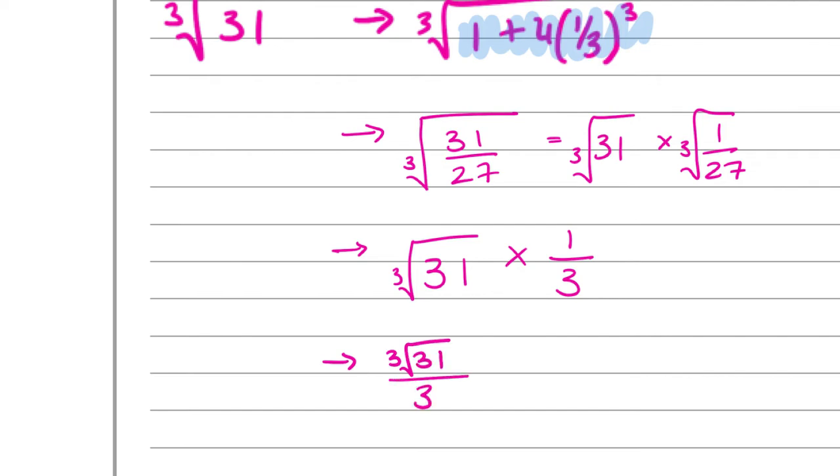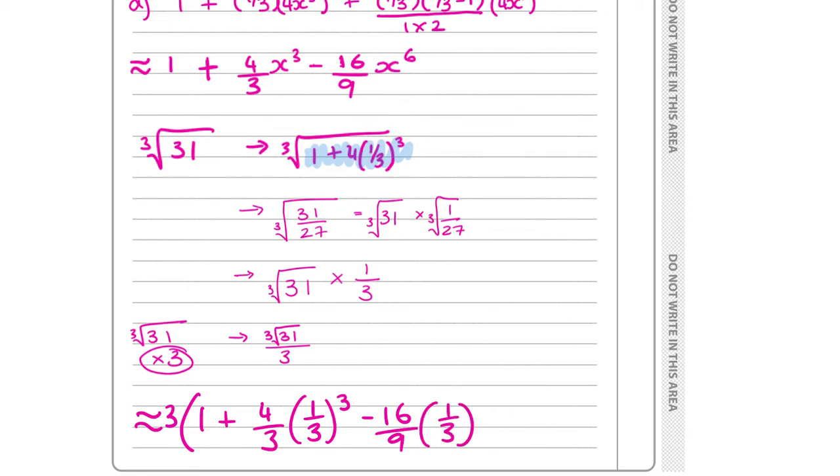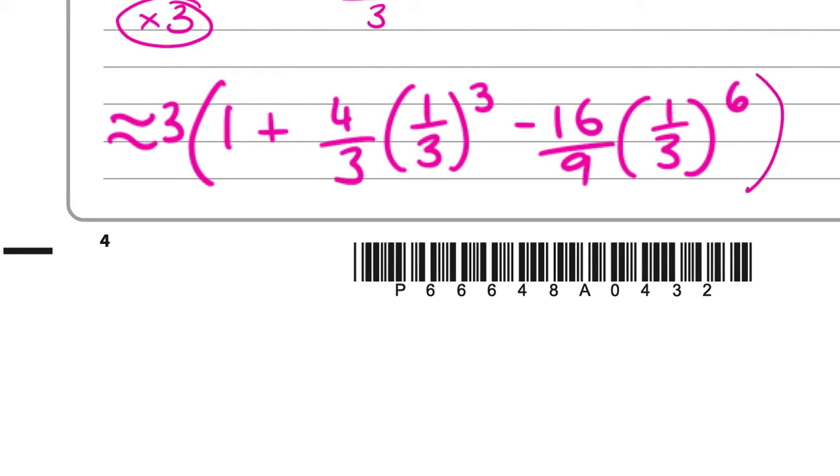But I want an approximation to the cubed root of 31. So if I've got the cubed root of 31 divided by 3, how am I going to find the approximation to the cubed root of 31? I need to multiply my answer by 3. Okay, so what this means is when I substitute into this, I'm going to have 3 lots of 1 plus 4 over 3 lots of 1 over 3 cubed minus 16 over 9 lots of 1 over 3 to the power of 6. This is what I need to substitute into my calculator. And I want 3 lots of this.